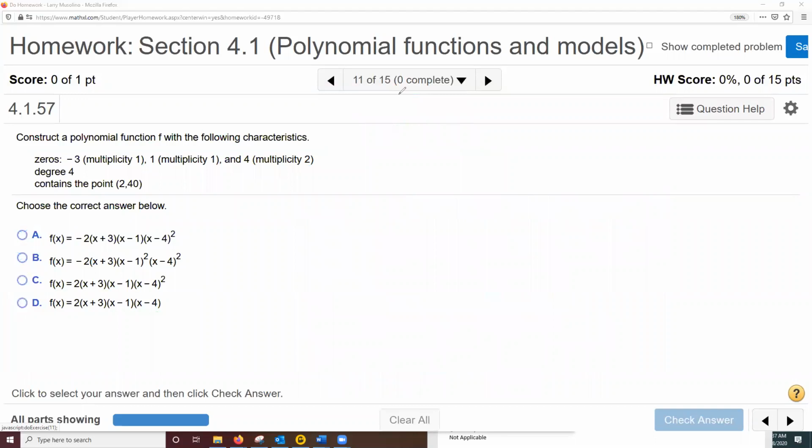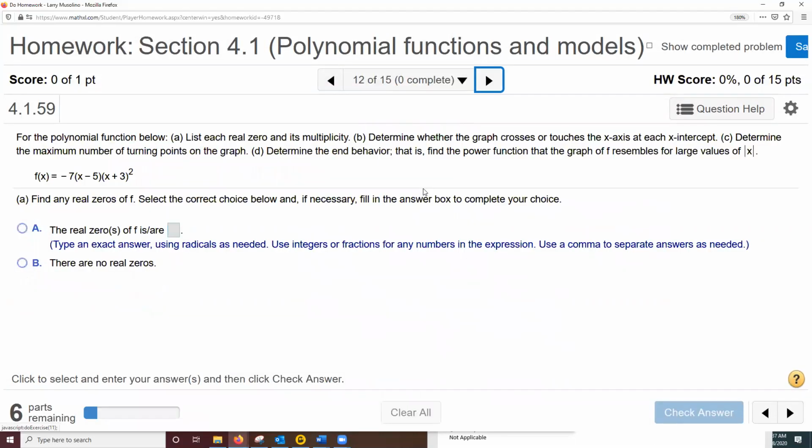All right, let us look at maybe one more. And this problem is a little different because in this problem, instead of you constructing the polynomial function, here they're giving me the polynomial function and they're asking me to do some analysis. All right, let's work through this one step at a time.